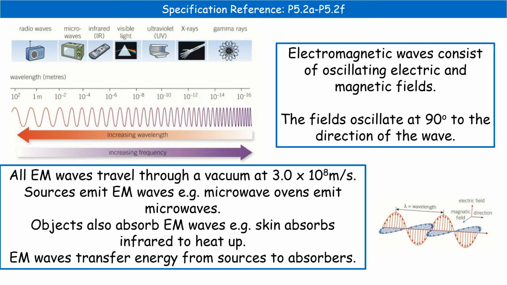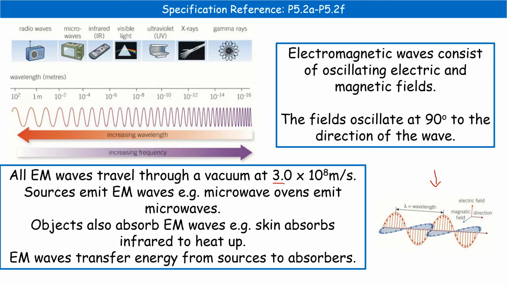When we talk about electromagnetic waves, these are waves that consist of both electric and magnetic fields, and they oscillate at 90 degrees to the direction of the wave. So if we have a little look at the picture down at the bottom, the red bits are the electric fields, the blue bits are the magnetic fields, but notice how they are at 90 degrees to the direction of the wave.